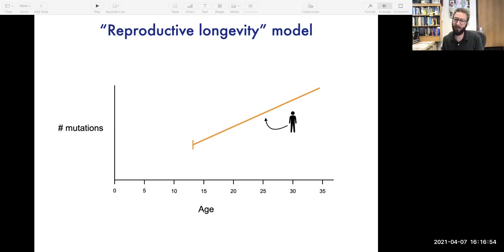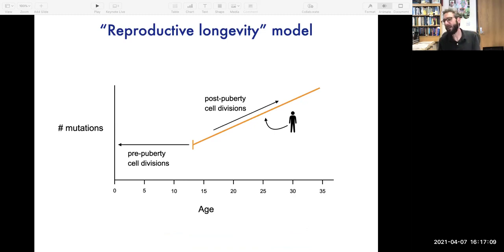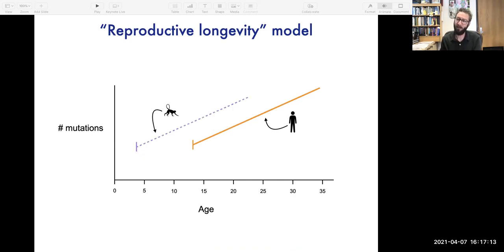The alternative model considers the fact that there are these two very different stages of germline replication. One, which is pre-puberty, right? The set number of cell divisions, at least within one species. And then once they hit puberty, there's this new increasing number, right? So in the reproductive longevity model, we imagine, yes, the rate of increase is exactly the same in these other primates as in humans after puberty, but they hit puberty at a much younger age, right?